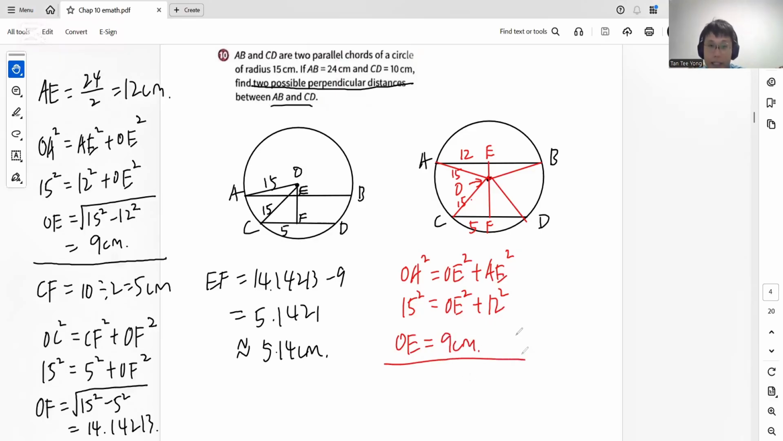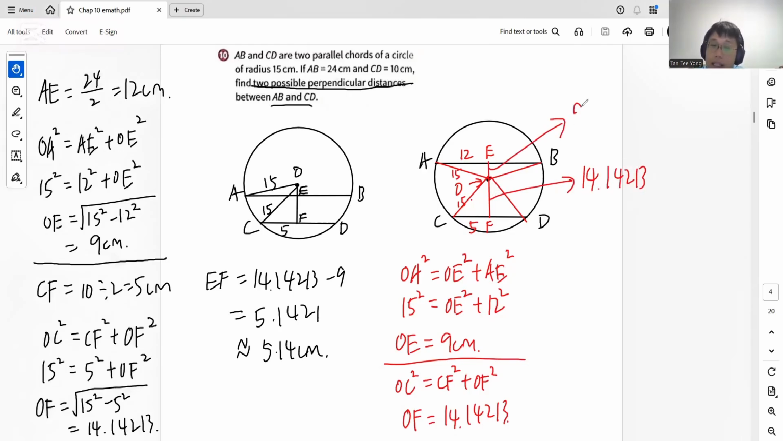All right, then the next part here, find OF. So same thing, OC square equals CF square plus OF square. So same working, right? So OF is actually equal to 14.14213. So this part here is 14.14213. This part here is 9. So the perpendicular distance is EF, right? Still EF, but instead of minusing, we add. So this is the difference between the two scenarios.